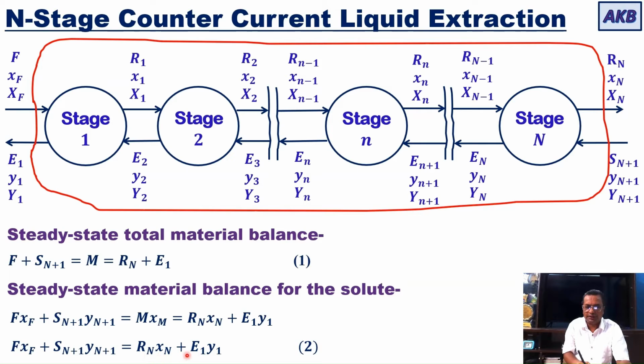So this is total feed into fraction of C, total solvent into fraction of C, total raffinate into fraction of C, total extract into fraction of C. And in the previous equation, we have the total flow of the hypothetical mixture into the fraction of C in that mixture. So we have got equation number 1 and equation number 2. Now let us move ahead.